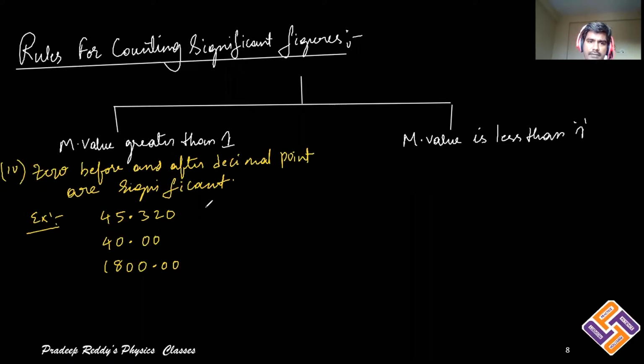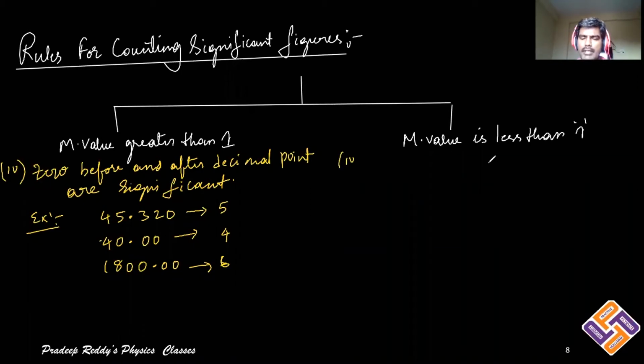So in the first case, you have a decimal point, check it, this is greater than 1. 45 is greater than 1, 40 is greater than 1, 1800 is greater than 1. Therefore, if it is greater than 1, zeros before the decimal point and after the decimal point are significant. 1, 2, 3, 4, 5. 5 significant figures are there. And in this case, 1, 2, 3, 4. 4 significant figures are there. In this, 1, 2, 3, 4, 5, 6. 6 significant figures are there. That is in case of greater than 1.